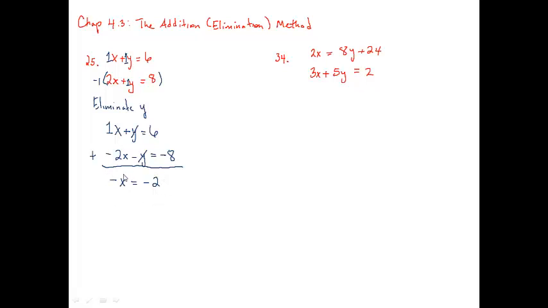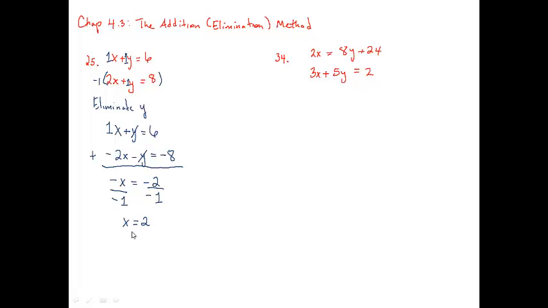So by eliminating the y's, I end up with an equation that's only in one variable, which means I can solve it. So I need to solve this for x, which means I need its coefficient to be a positive 1. So I'm going to divide by -1 on both sides, and I get x equals positive 2. Good, but I'm not done yet. I still got to figure out the y.